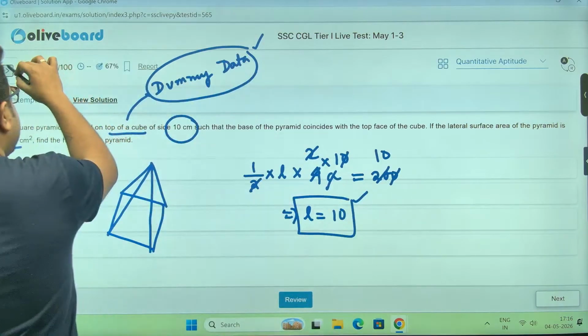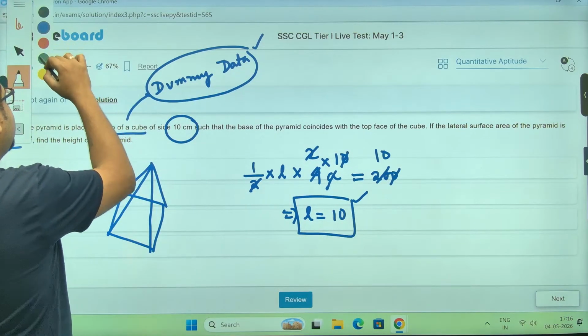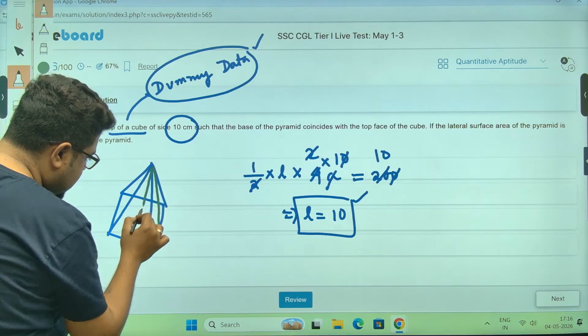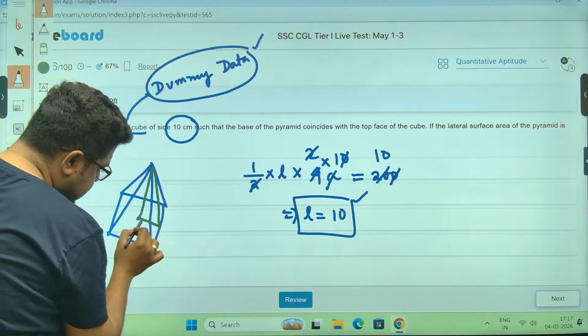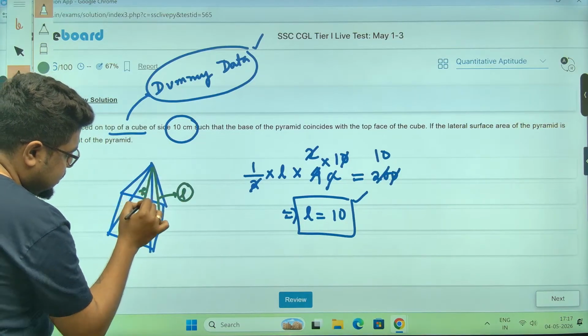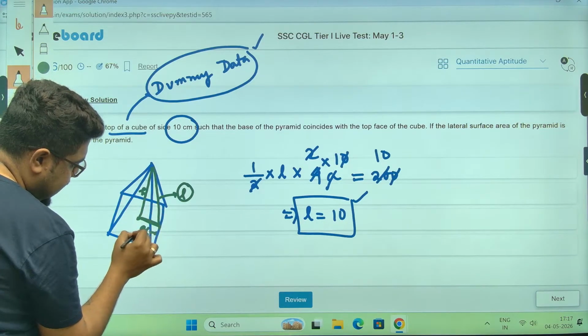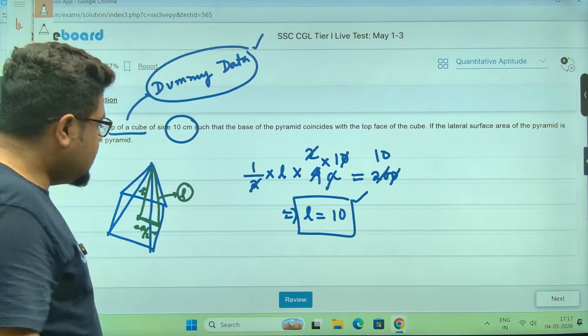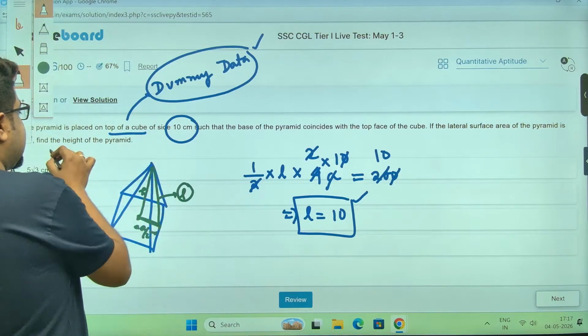Now, what is slant height? Everybody, please listen to me. Slant height is this height, and this is your normal height. This is your L, and this is your H, and this is A by 2, half of the side, because this is the center. You just apply Pythagoras because they are asking for the height.